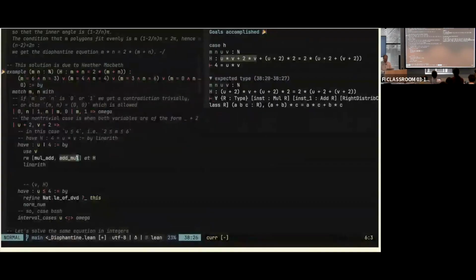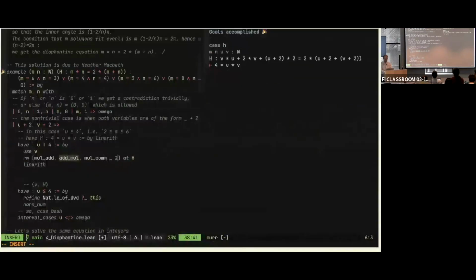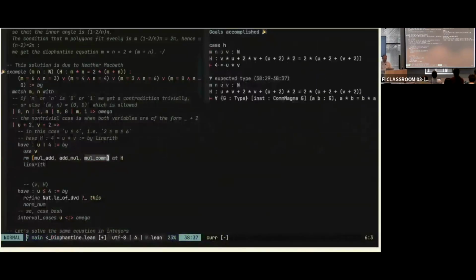Probably to put the 2 on the right here in front of the u plus 2, because it would help me. So multiplication is commutative, and the second argument would be 2. If I say multiplication commutative, it will work on the u times v, which has been changed to v times u, which is not what I want.